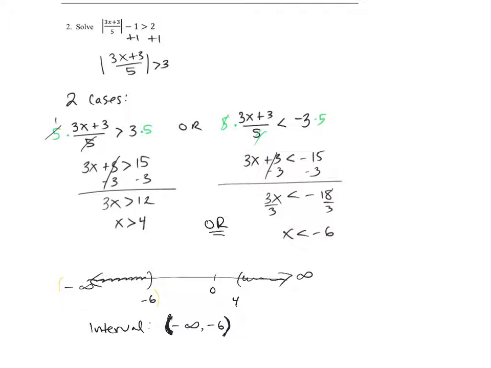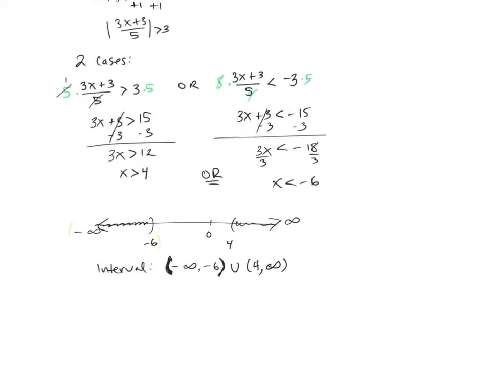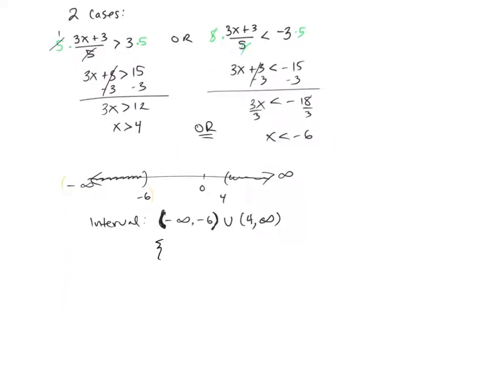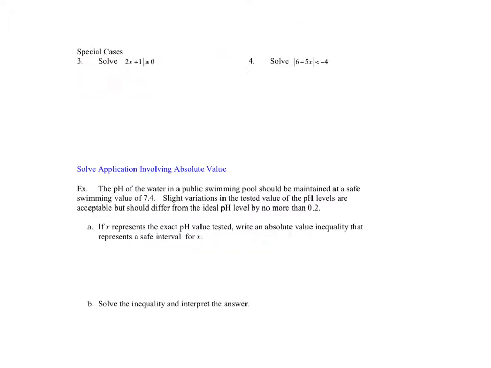Okay, and then our cases are or, and mathematically a big upside-down U, or a union symbol, is for or, and then we go from 4, don't include it, up to infinity, and that is our interval. And then the set builder would be the set of all x such that x is greater than 4 or x is less than negative 6. All right, and that's done.